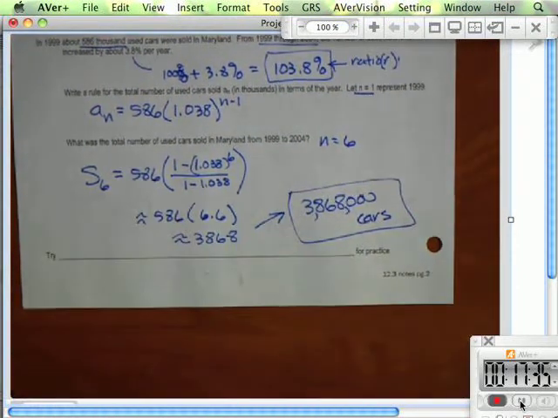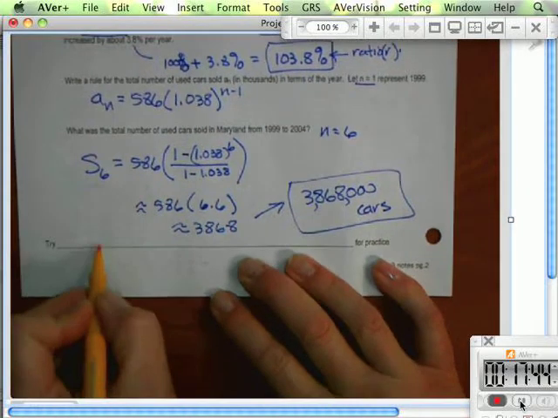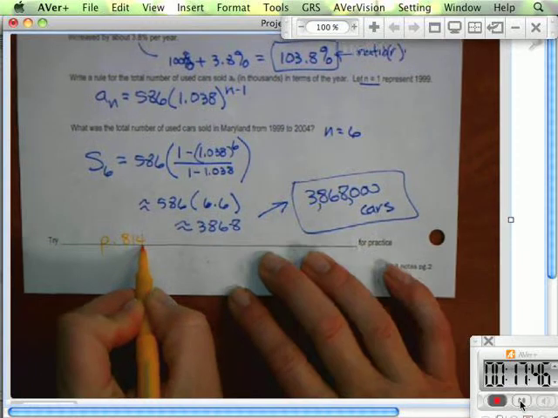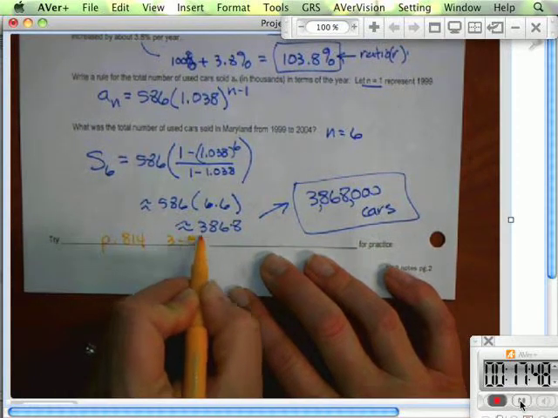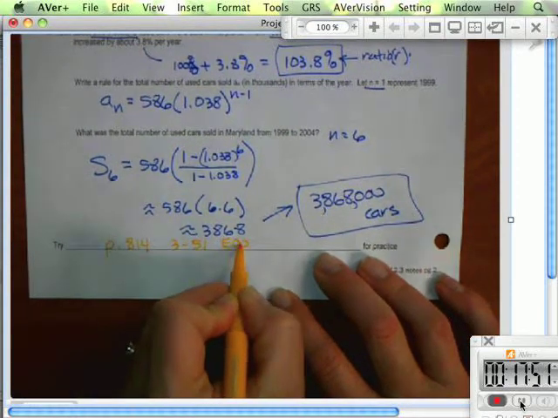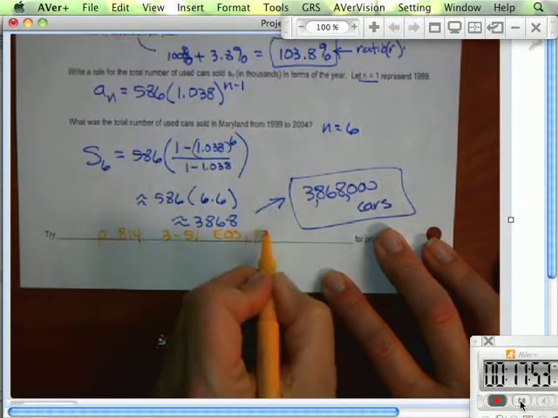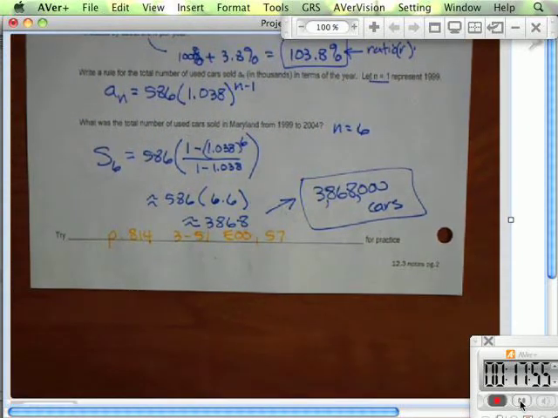Not too bad, huh? If you think about it, ratio means what you're multiplying by every time. So here's your homework. Or practice, I should say. Page 814, 3 through 51, every other odd, and 57.